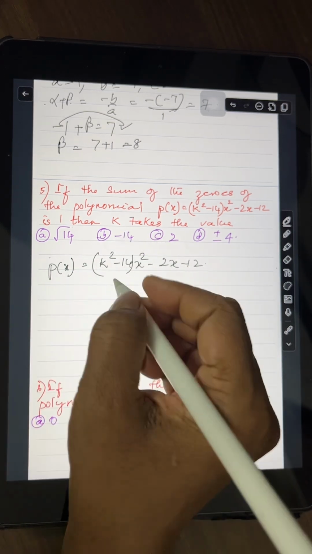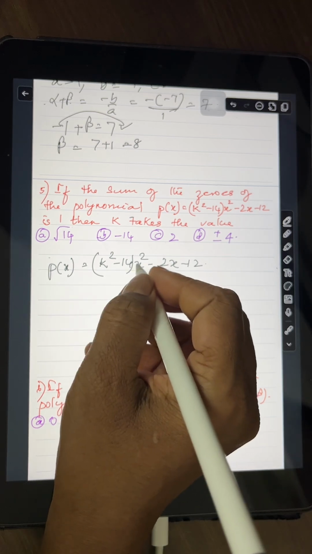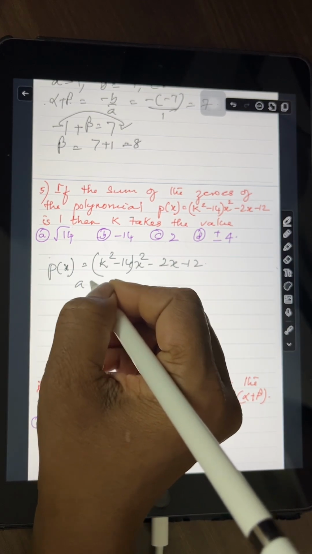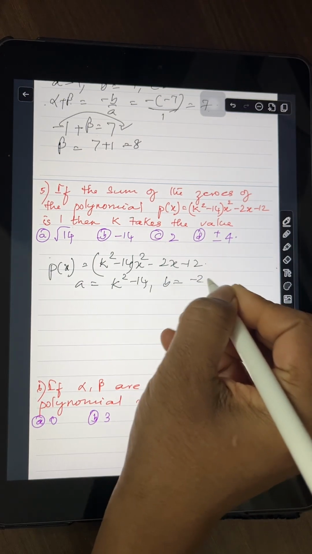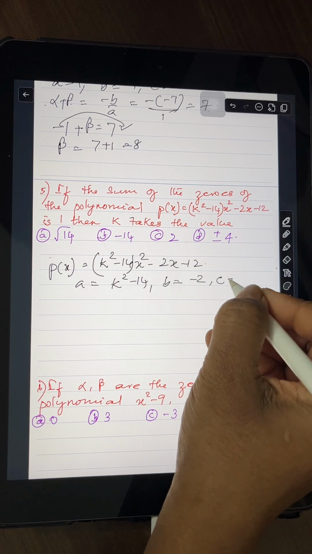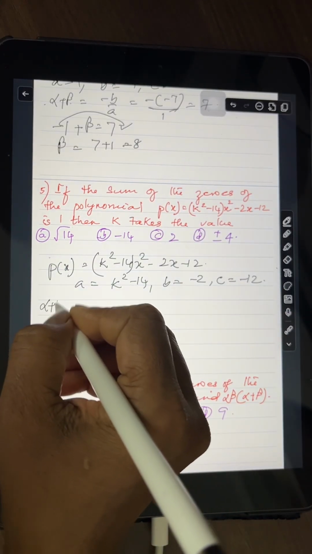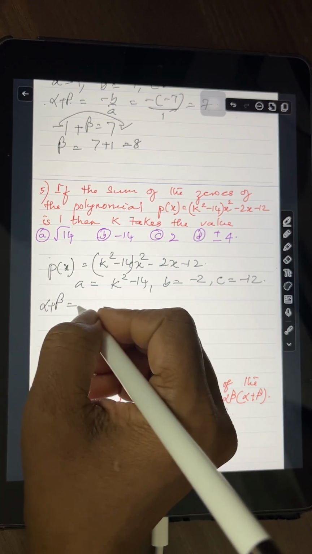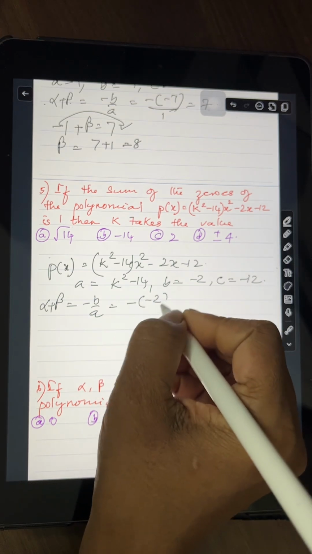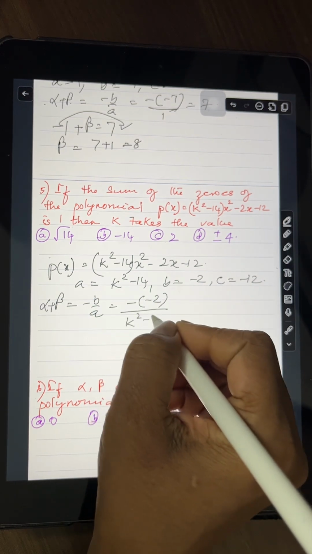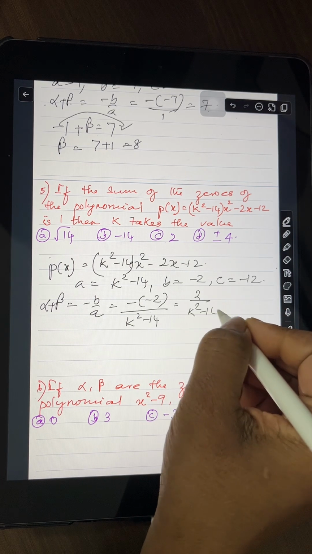Then what you will have to do is, now open this bracket. No, it's not required. Just write a as k square minus 14, b as minus 2, and c is equal to minus 12. Now alpha plus beta, sum of the roots, is what? Minus b by a, which is minus of minus 2 by k square minus 14. So this becomes 2 by k square minus 14.